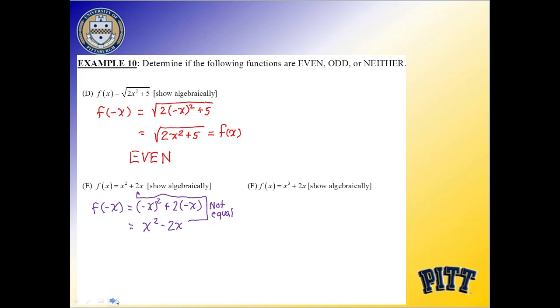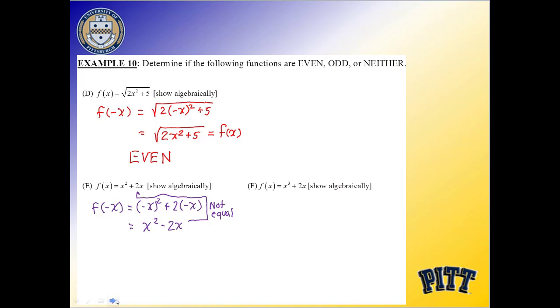When I look at e, I first do f of negative x. I replace all the x's with negative x's. If I square negative x, I end up with positive x squared. If I distribute the positive 2, I get a minus 2x. So I get x squared minus 2x. Well, x squared minus 2x and x squared plus 2x is not equal for every possible value of x. You might be able to find a value or two, like in this case 0 would be a value where they are equal to each other, but they're not equal to each other for every other value.